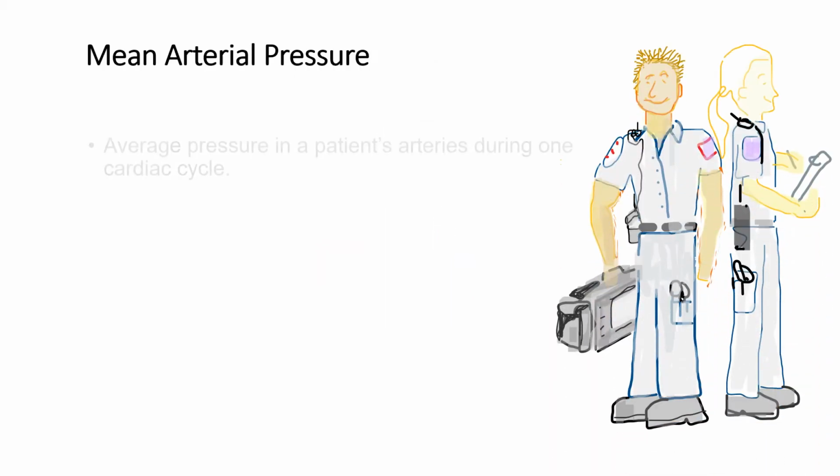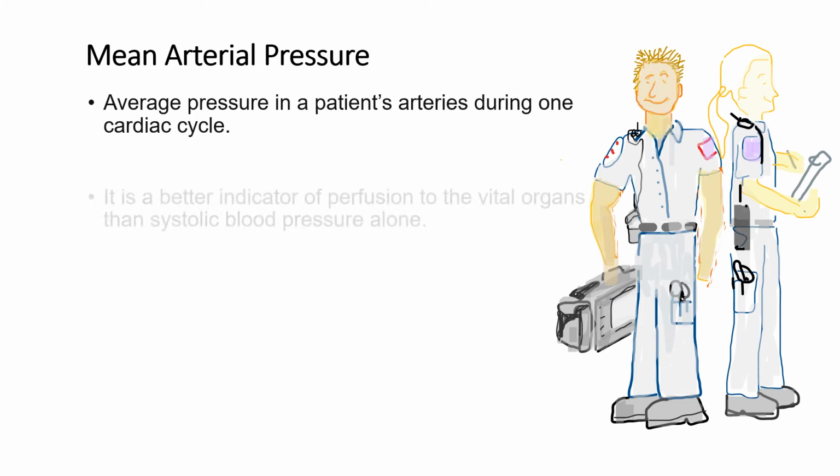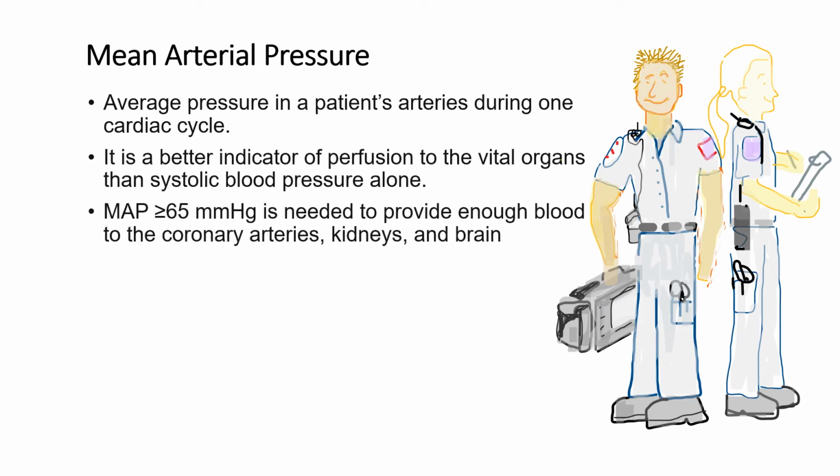Mean arterial pressure is the average pressure in a patient's arteries during one cardiac cycle. It is a better indicator of perfusion to the vital organs than systolic blood pressure alone. A MAP of greater than or equal to 65 millimeters of mercury is needed to provide enough blood to the coronary arteries, kidneys, and brain.